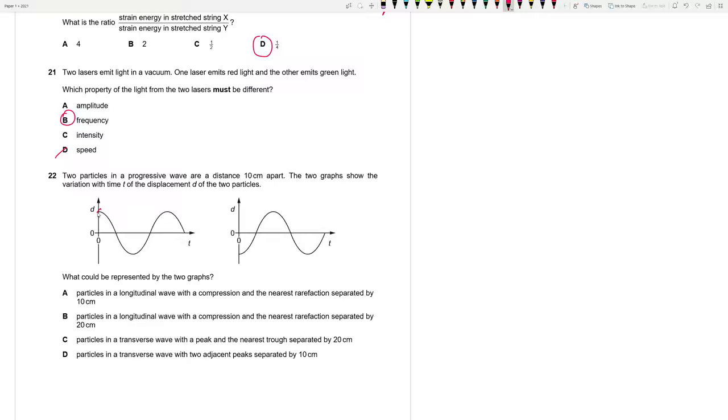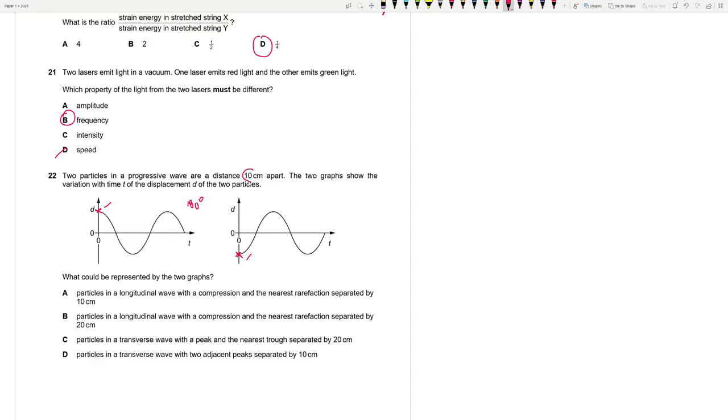Look at this. This is an interesting fact. Look at these two particles. One is starting from the highest point while the other is starting from the least point. Do you know what that means? This means that there is a phase difference of 180 degrees between the two waves, since one is starting from the highest displacement and one is starting from the least.